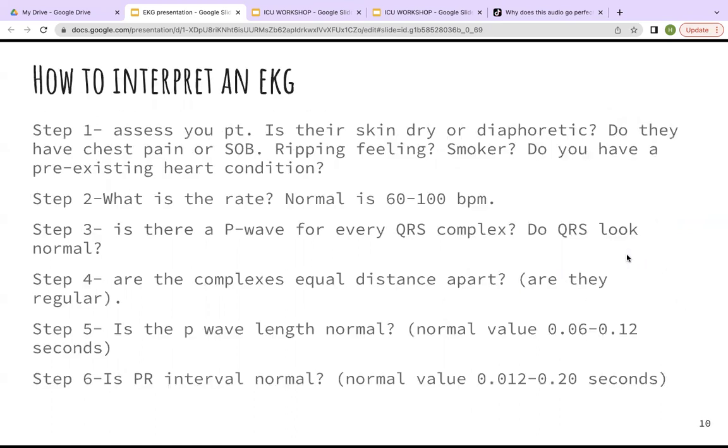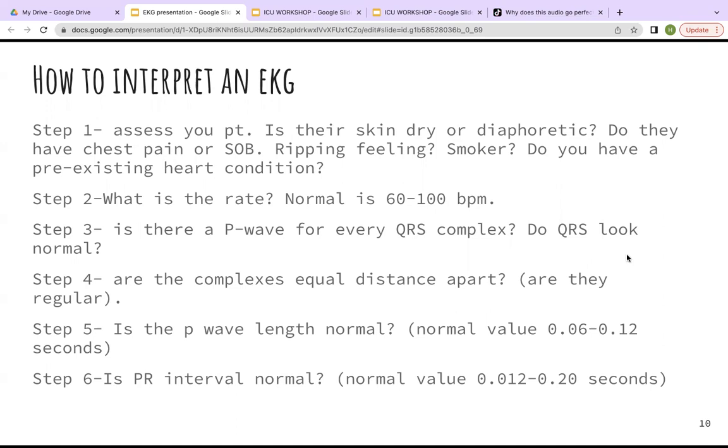Now into the interpreting. So step one, no matter where you are, ICU, clinic, you're going to assess your patient. Is their skin dry or are they sweaty? Are they experiencing chest pain? Are they short of breath? This is because that's the first step in determining what am I going to see on this EKG? If your patient is A&O times 4 and everything's normal, more than likely, they're not going to have anything extremely significant on their EKG. But if you had a patient who is diaphoretic and short of breath and is having chest pain, you can create a mental image of what your EKG is going to look like.